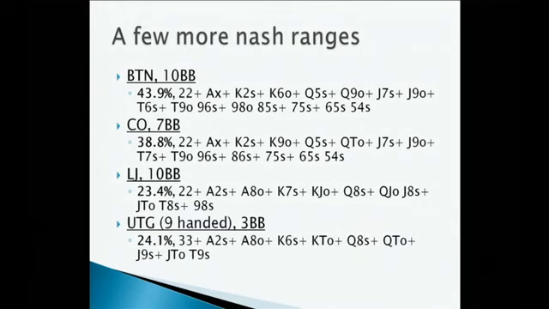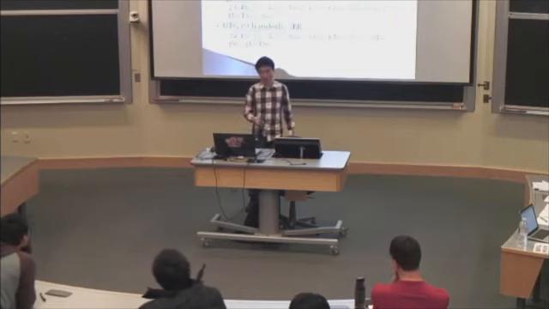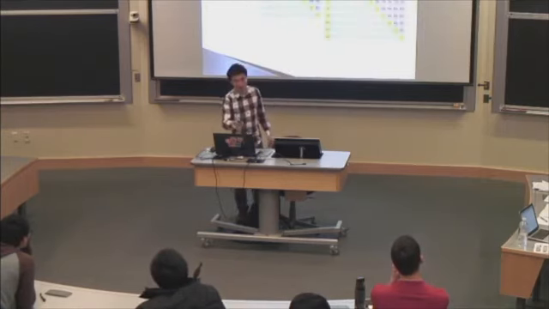But it's still not nothing. So under the gun, 9-handed with 3 big blinds, it's actually pretty high. It's 24.1%. So you can go look at those on your own. You can also calculate on your own in certain websites. And yeah, this will roughly give you an idea of the shape of the graph.